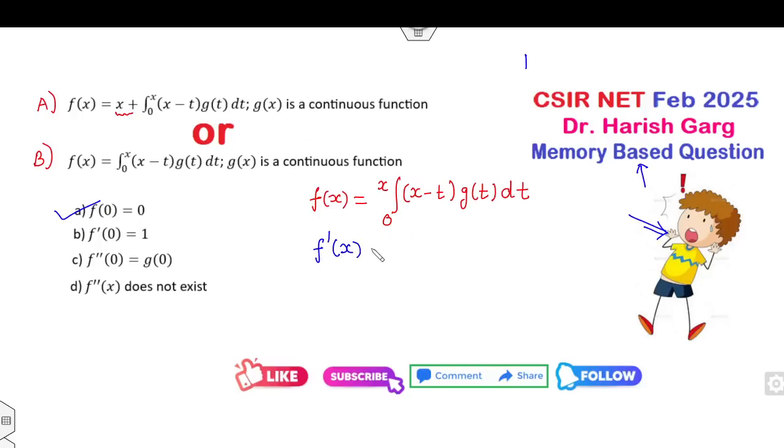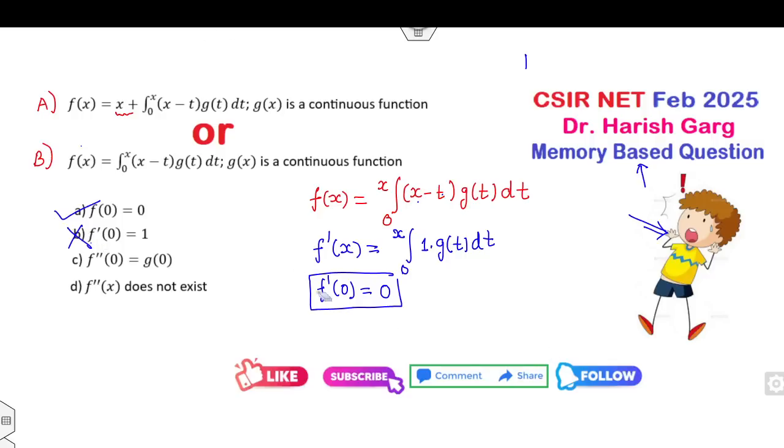So can you find the derivative of this function? F dash of x, if you find the derivative, it will be x times 1 into g of t, with the lower limit 0. Then what is f dash 0? Again the integral from 0 to 0, which is 0. So for the B part, this option is cancelled out.